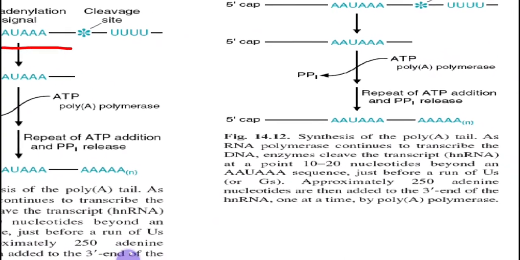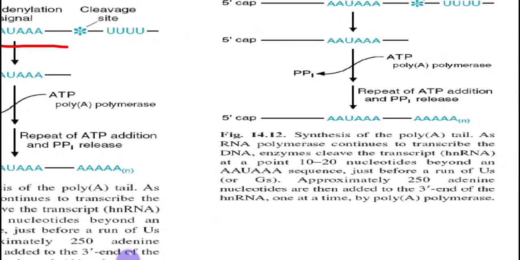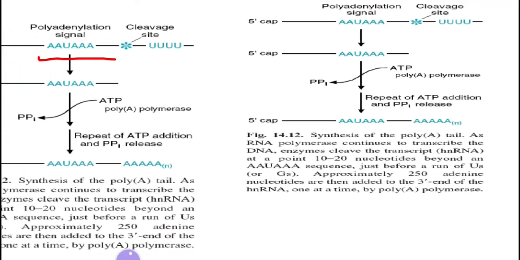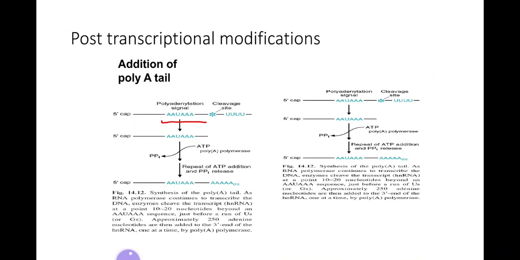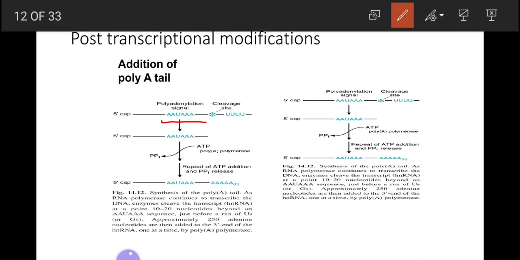About 40 to 250 adenine nucleotides are added beyond the signal sequence. And the signal sequence, I have told you before, is AAUAA. This is the signal sequence.